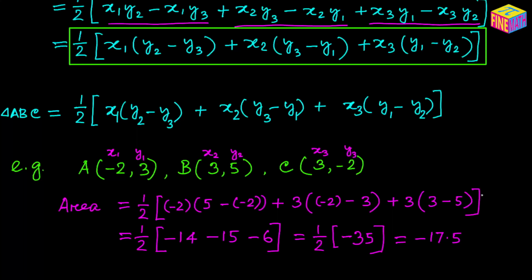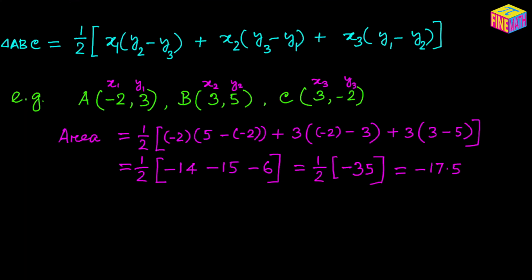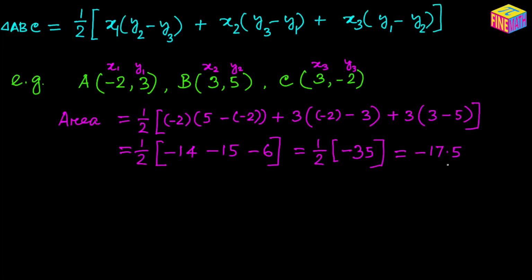Now if we ever get an area with negative sign, we have to take the absolute value of it. So actually the area in this case is 17.5 square unit. So we are going to take the absolute value. If we end up with a negative value, we have to take the magnitude of it. So here the area is actually equal to 17.5 square unit. And if we ever get a positive value, then obviously that should be fine. We don't have to do anything extra. But if we ever end up with a negative value like this, we have to take the magnitude of it.